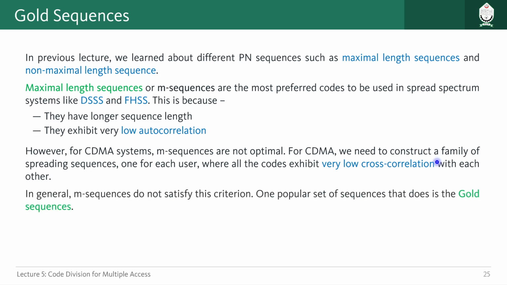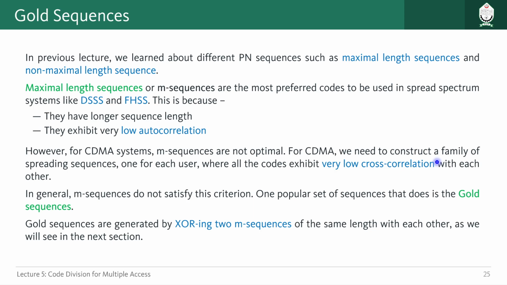We already know that M sequences do not satisfy this criterion, because M sequences have a low autocorrelation property, but when it comes to cross correlation, we need multiple codes such that they will have very low correlation with respect to each other. This is not done in M sequences. We need a particular code, a popular subset of M sequences, which are called Gold sequences. Okay, so we have to generate that. We are going to see in detail how they are generated, but the general idea is that these are generated by XORing two M sequences of the same length with each other.